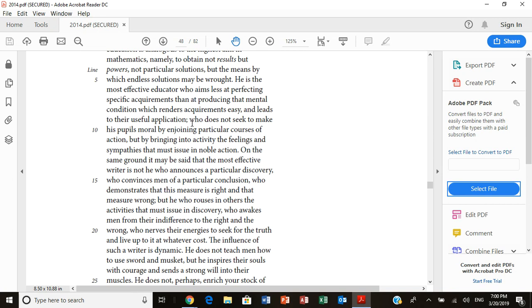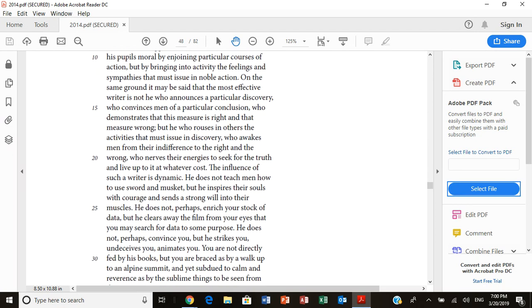Got a semicolon here, so we're getting another comparable clause to this clause. Who does not seek to make his pupils moral by enjoining particular courses of action, but by bringing into activity the feelings and sympathies that must issue in noble action. On the same ground, it may be said that the most effective writer is not he who announces a particular discovery, who convinces men of a particular conclusion. Oh, look at that appositive phrase. Doesn't do this and doesn't do that. Okay, that's renaming this the type of thinker they don't want to be.